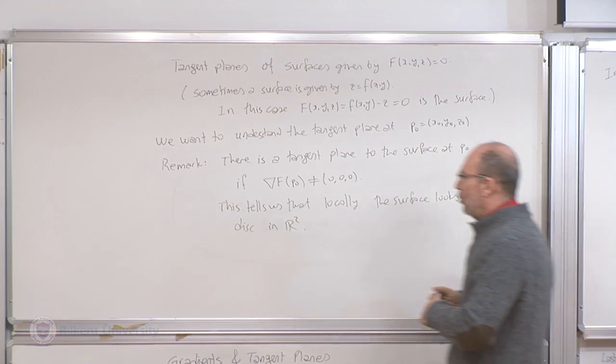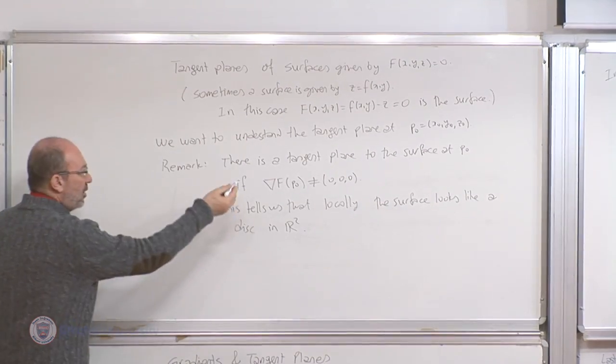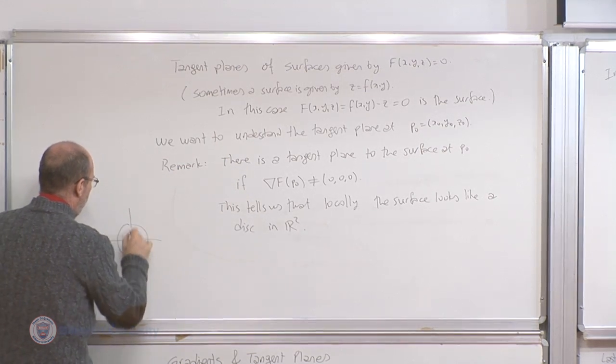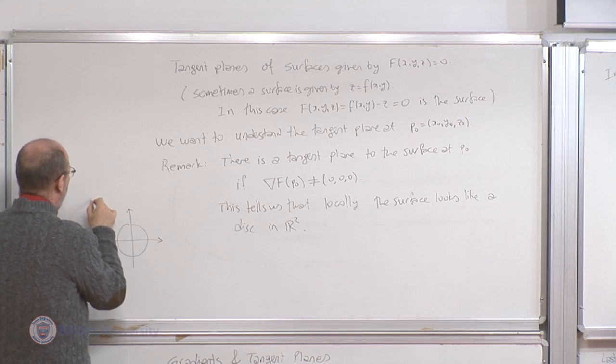We can do this also with the circle. Let's say n equals 1. So in a circle like this, for example, a circle.